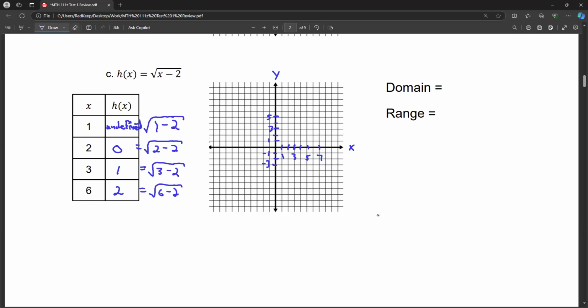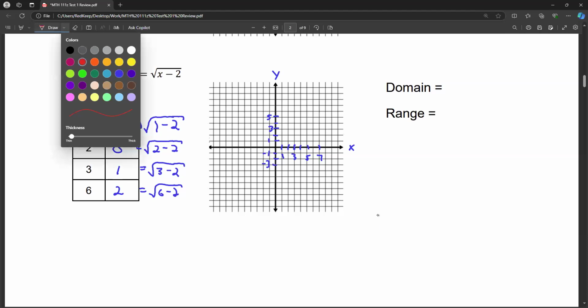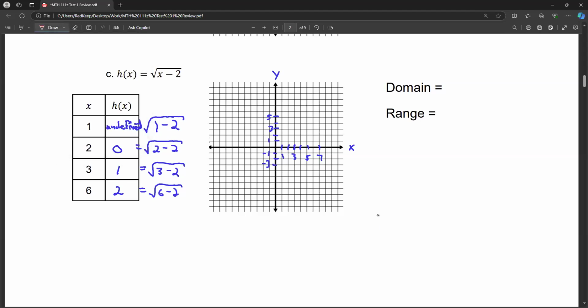Okay, so let me change my color and let's see if we can plot these points. So the first value, if you remember, we plugged in and we got the square root of negative 1, which is undefined. So we'll move on to x equaling 2. When we plugged in 2, we had 2 minus 2, which is equal to 0. And the square root of 0, we said that's equal to 0. So when x is equal to 2, the output is 0.